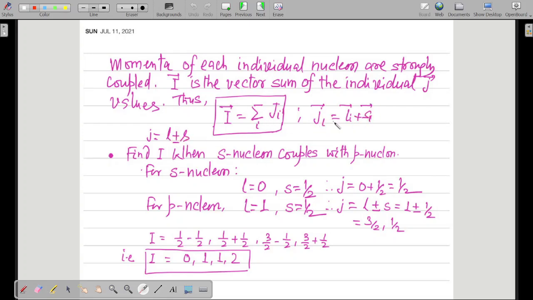So J_i vector equals L_i vector plus S_i vector, and when we take the magnitude, J equals L plus-minus S, because this particular vector is one dimensional and has only two directions possible. One direction is positive, the other is negative. That's why plus-minus has come over here. Hopefully you got this.